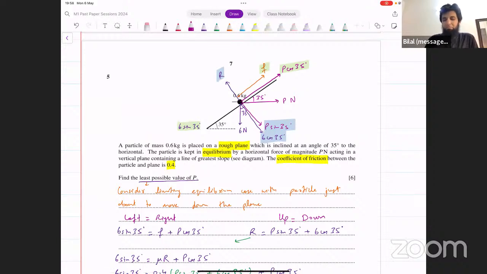Yes, you can think of it like that. For this force to be greatest, friction would have to act opposite to it. For this force to be least, friction would have to act in this direction. In that case as well, again, you have to use the limiting equilibrium case. Okay.